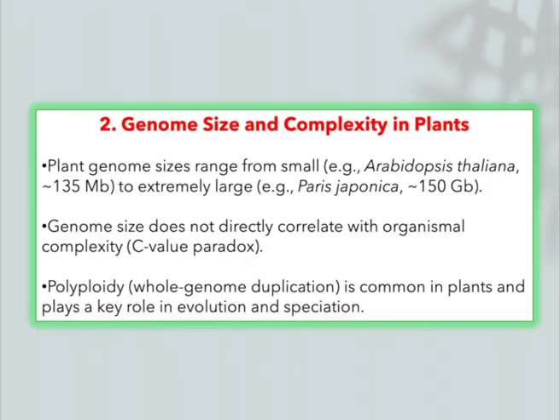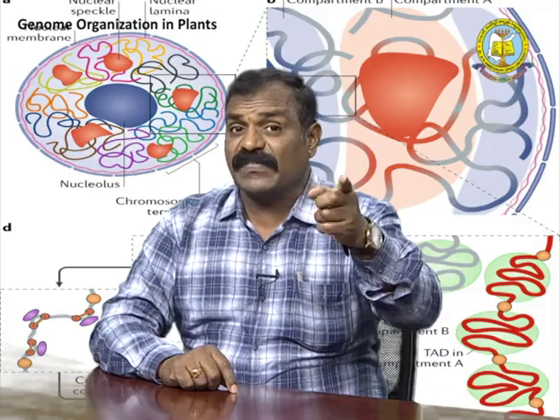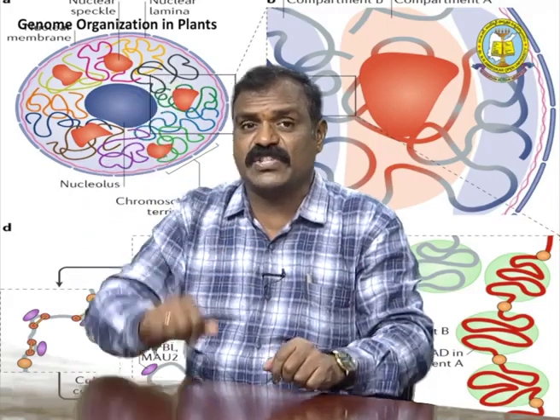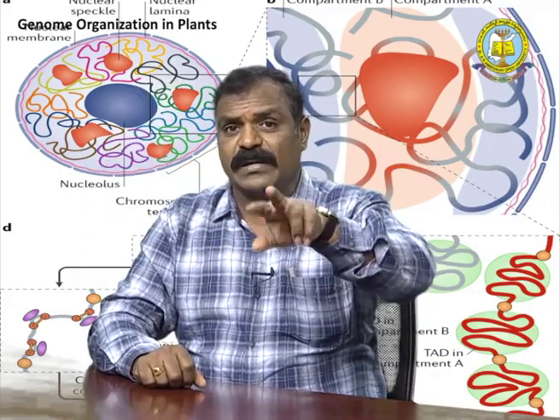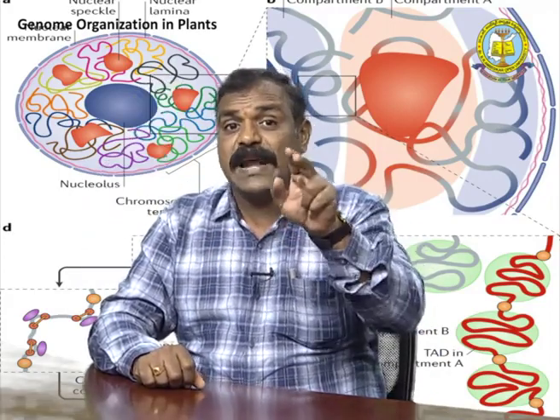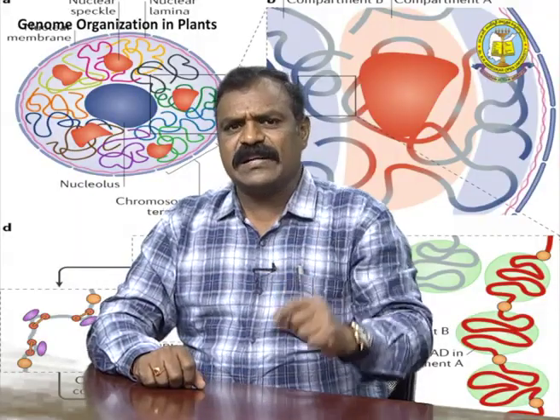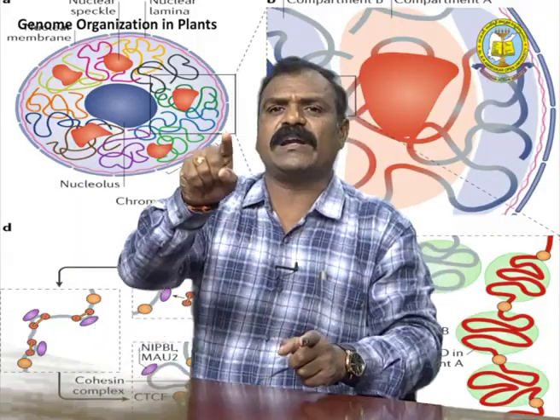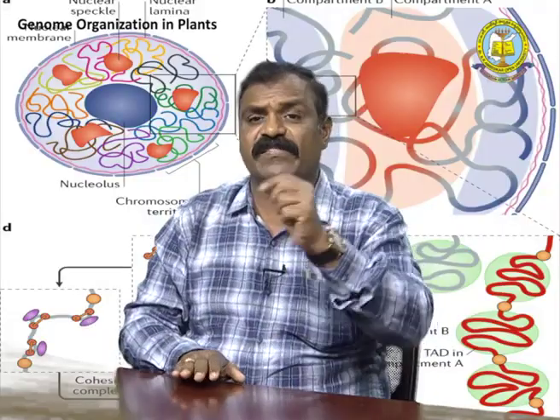The genome complexity is also important in different plants. Arabidopsis thaliana, the best example of the plant we are discussing here, has about 135 MB, up to extremely large genomes like Paris japonica, which contains 150 GB. 135 MB is quite different from 150 GB. Plant genome sizes range widely, and genome size does not directly correlate with organism complexity, that is the C-value paradox.